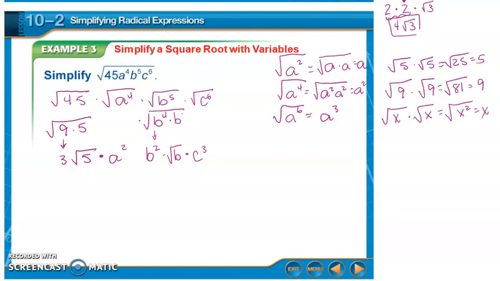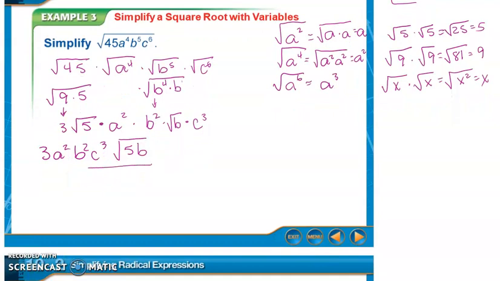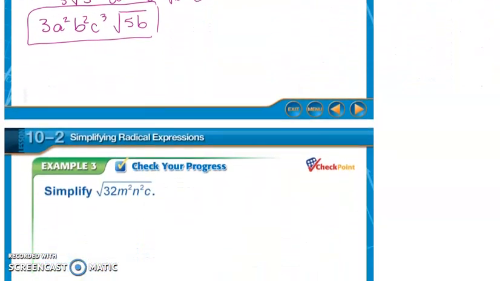So this is a little out of sequence of how I would have you do it, but we'll do it this way. Okay, so I take all the ones that are not in the square root sign. 3a squared, b squared, c cubed, and left behind is the square root of 5b. That would be the simplified version of this radical. It's really not as bad as it seems. We'll do this one. You guys try this one, and then we'll see what you get.